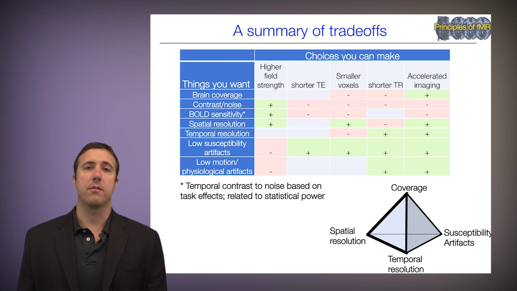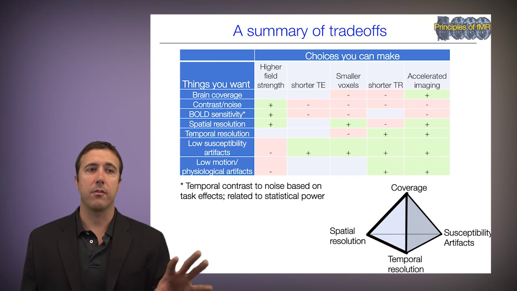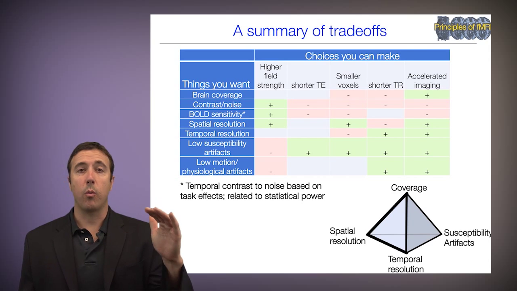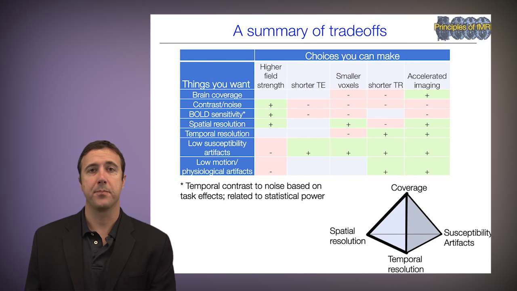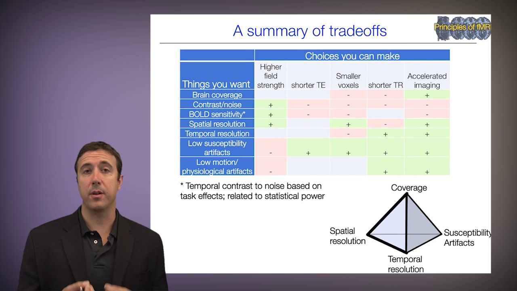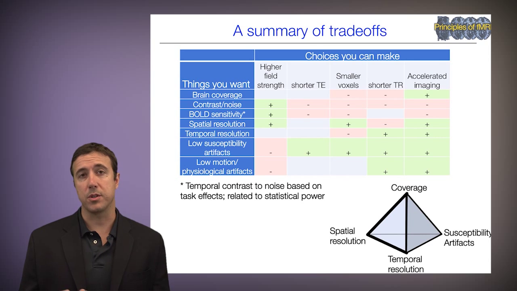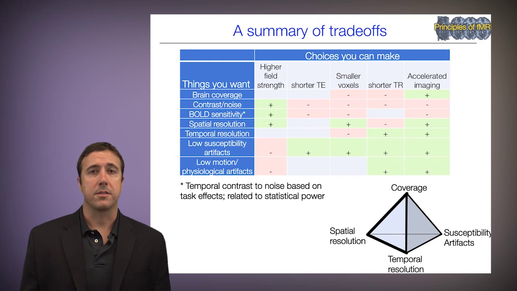So now here's a summary of these trade-offs that we talked about. What we're looking at is the trade-off between coverage, spatial resolution, temporal resolution, and susceptibility artifacts. Here you can see things that you might want to do on the rows, and on the columns, choices that you can make. So for example, if you scan at a higher field strength, there are wins in contrast to noise and BOLD sensitivity, which is what you want at the end of the day, and in spatial resolution. But there are costs in susceptibility artifacts and susceptibility to motion-induced artifacts as well.